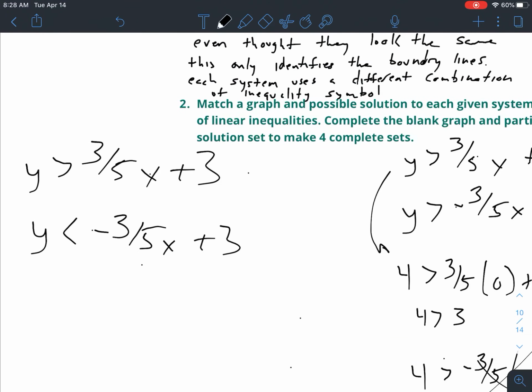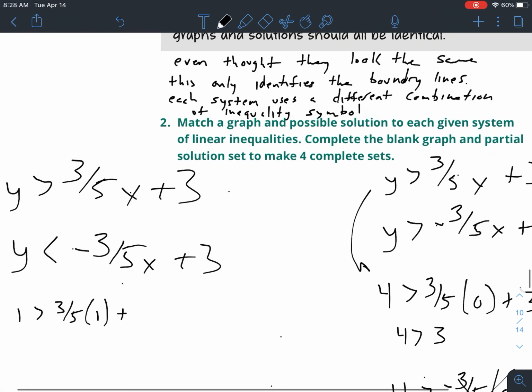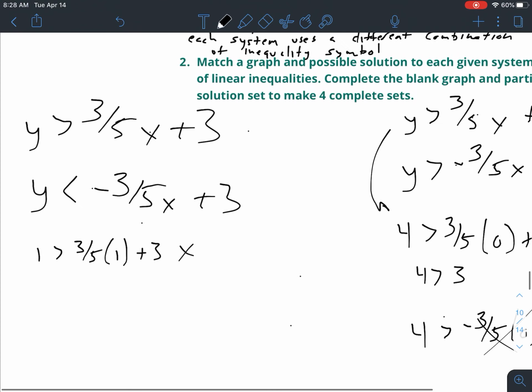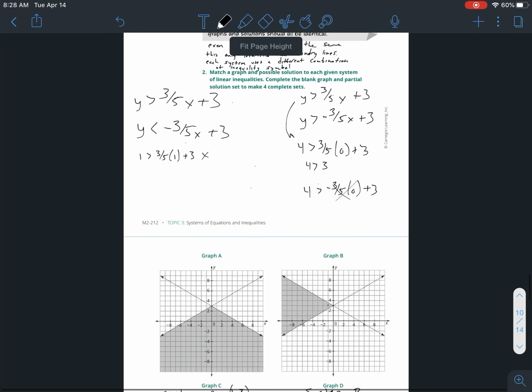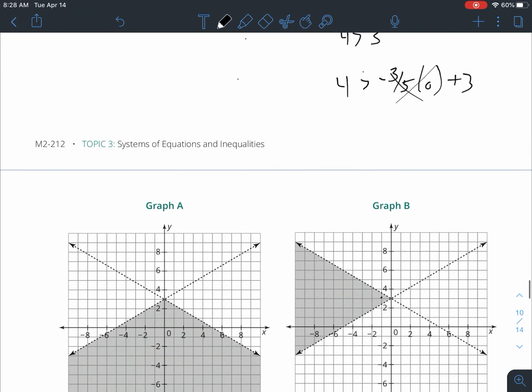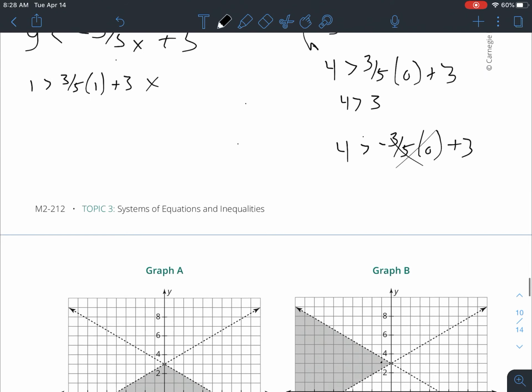Let's see. So 1 is greater than 3/5 times 1 plus 3, which we should know right away from looking at that that's going to be not true because 3 is bigger than 1. Okay, so automatically we know that one doesn't work. That now leaves us with just graph B. So let's check one of those numbers. Let's go with -1, 3.